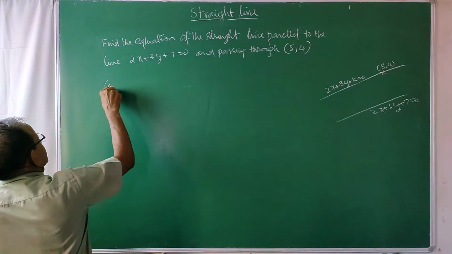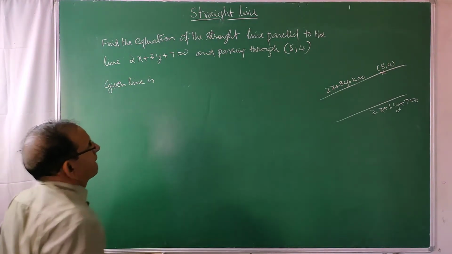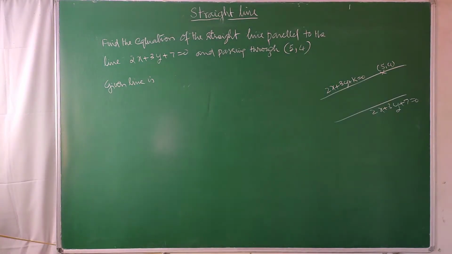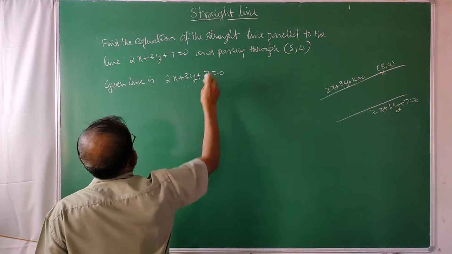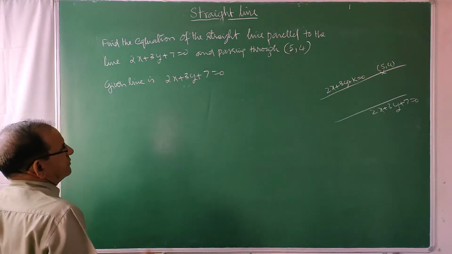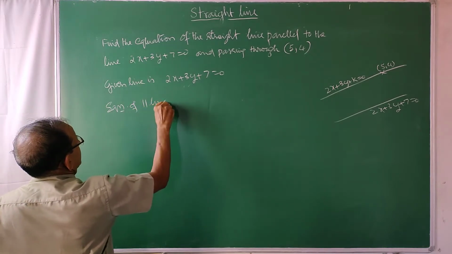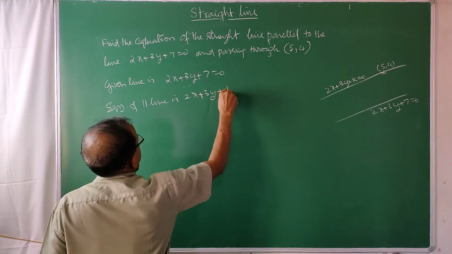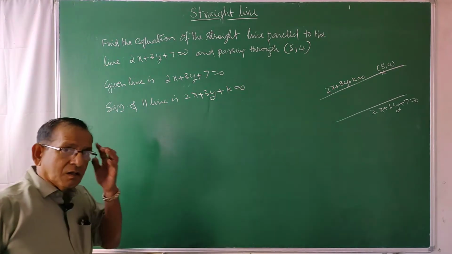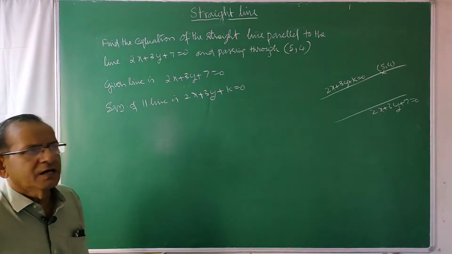Now here the given line is 2x plus 3y plus 7 is equal to 0. Equation of parallel line is 2x plus 3y plus k is equal to 0. We have to find out the value of k. For that, a point is given on that line, on the required line.